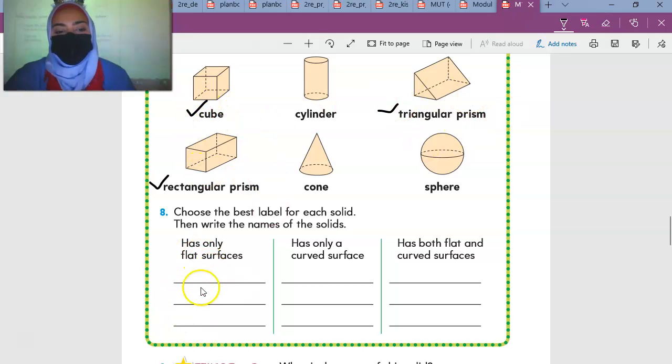I'm not going to write them because I don't want to write with my finger because it's going to hurt. But you can write them. I will give you some time. You can pause the video now.